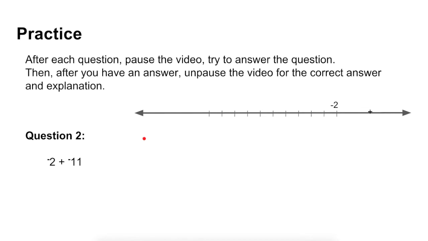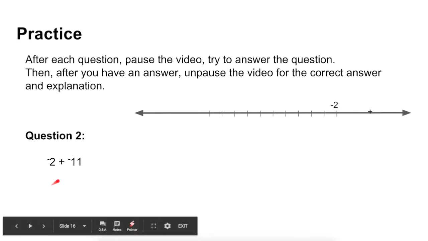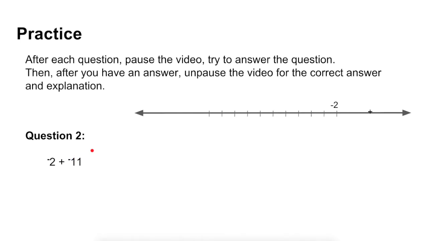Negative 2 plus negative 11. Pause the video. Unpause it after you think you know the answer. So here, again, we're starting with negative 2, and we have to think, are we getting more or less, positive or negative? This says more negative. So we start at negative 2, and we're going to go more negative, which again is less positive, which means we're going to the left. So negative 2 plus negative 11 means we're going to go to the left 11 spots from negative 2.